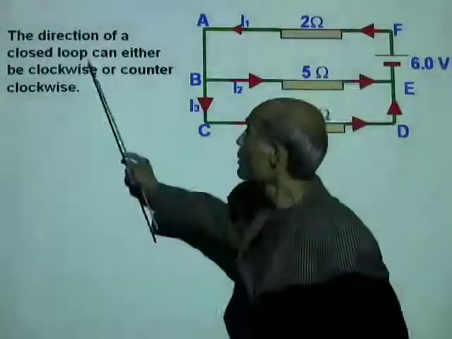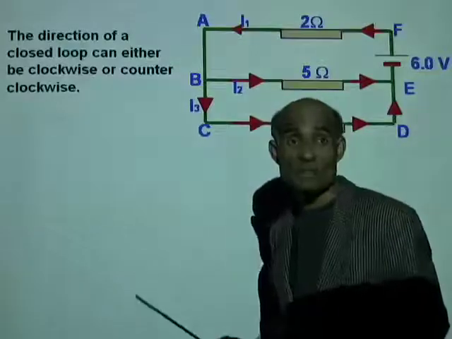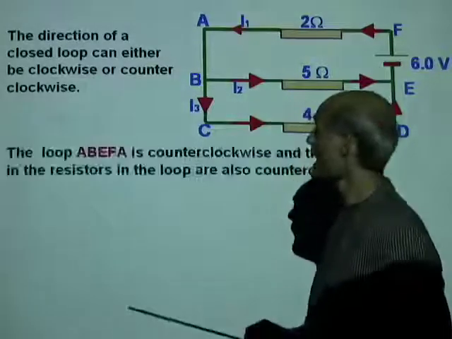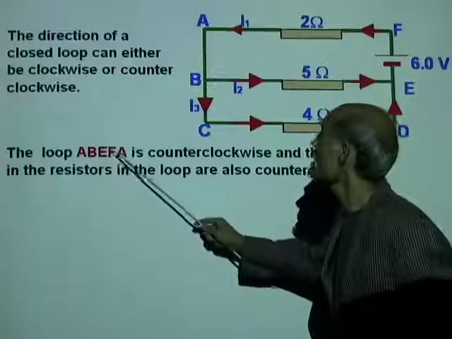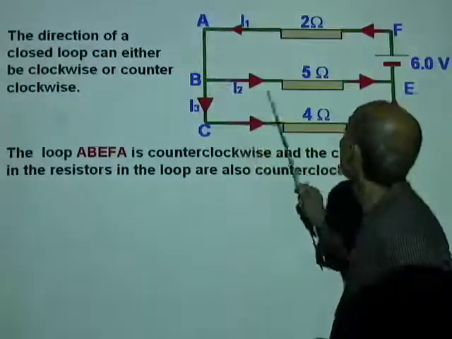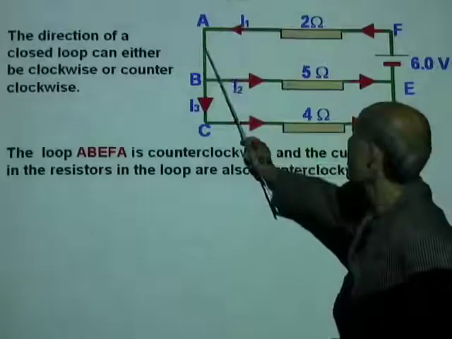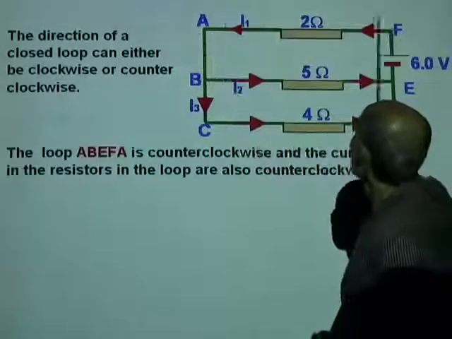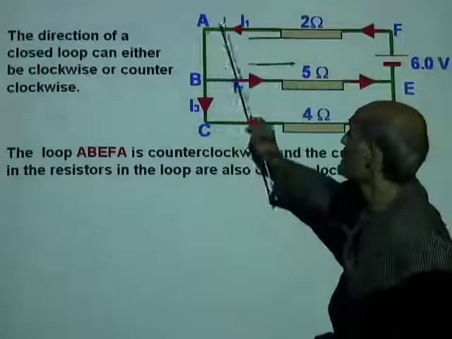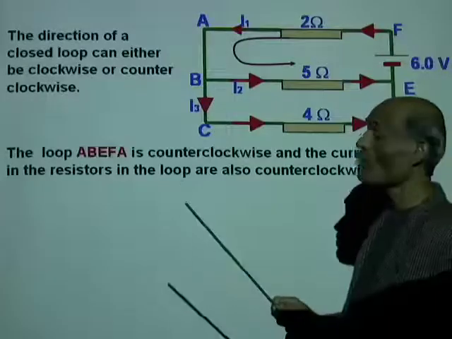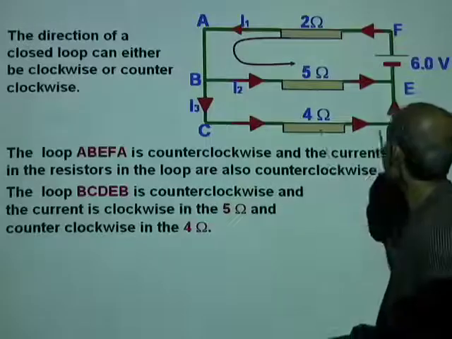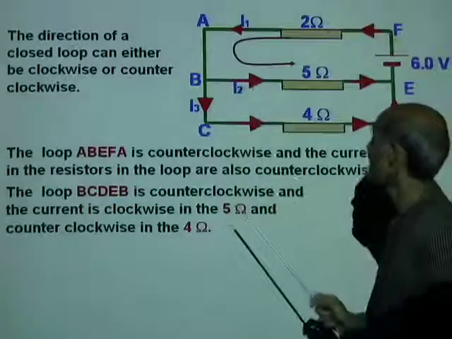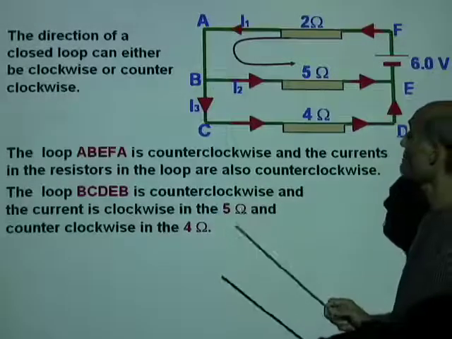The direction of a closed loop can either be clockwise or counterclockwise. The loop A, B, E, F, A is counterclockwise, whereas A, F, E, B, A is clockwise. The loop B, C, D, E, B is counterclockwise.